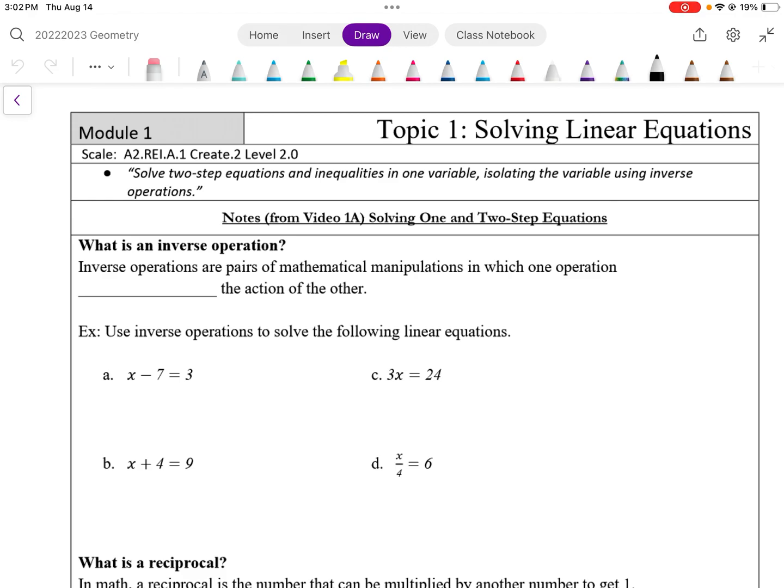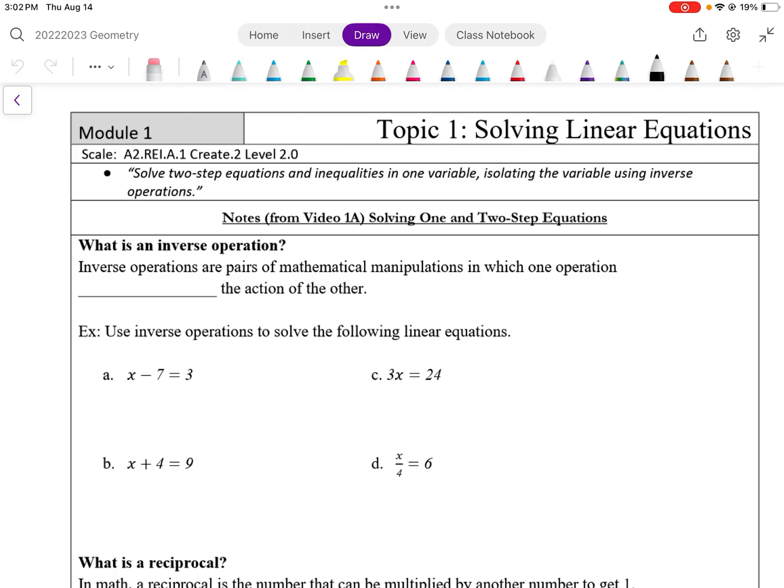All right, this is topic 1 for module 1, and this is a level 2 skill that we are going to start out with. So this level 2 skill that we are working on today is solving two-step equations and inequalities in one variable by isolating the variable using inverse operations. So these should be a review from last year.